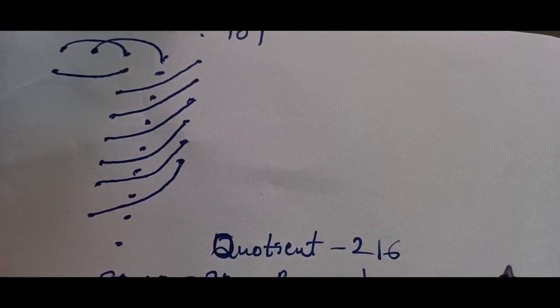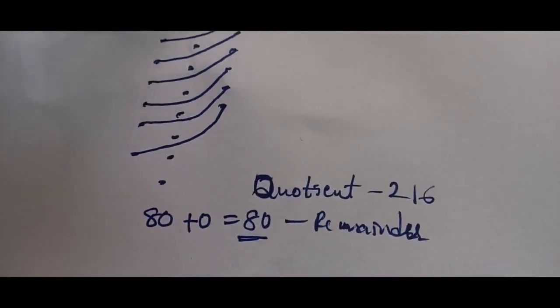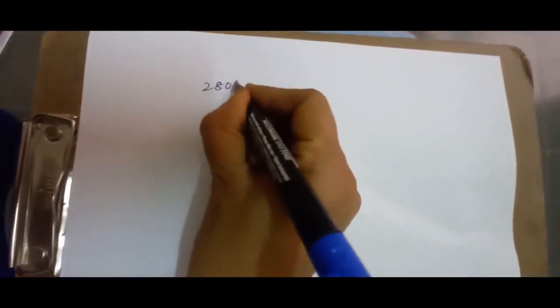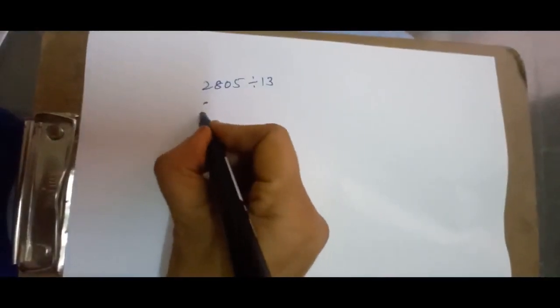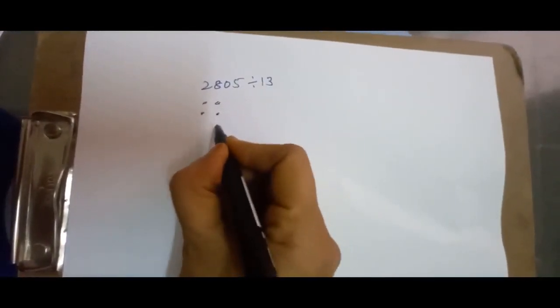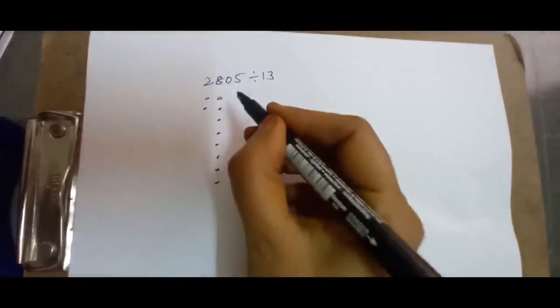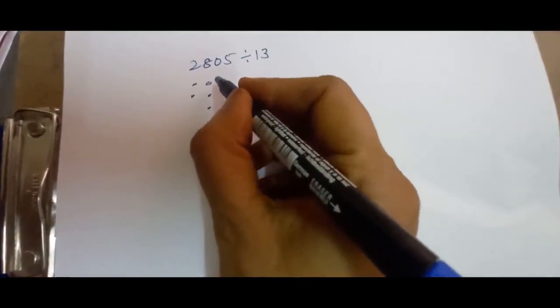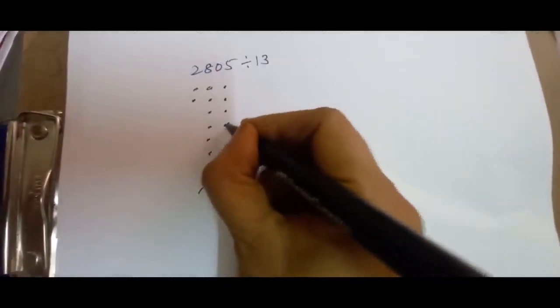Is it clear? What about if 0 is in the dividend? So how to do it? Let's take one example with 0 in the dividend. 2805 divided by 13. So keep points 1, 2, 1, 2, 3, 4, 5, 6, 7, 8. But here 0 is there. So how to do? Cut one point and keep 10 points here. Okay.